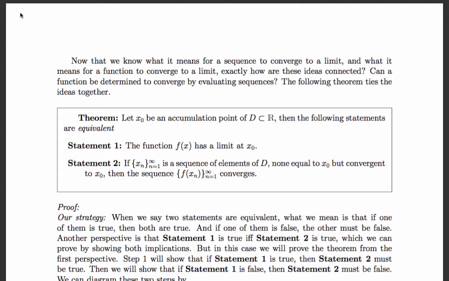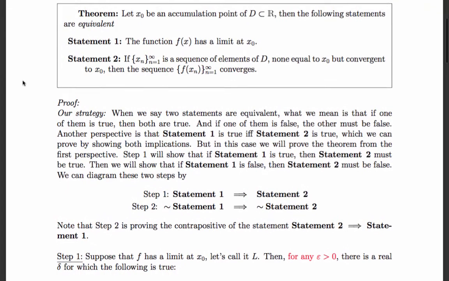Let x naught be an accumulation point of D, which is a subset of R, then the following statements are equivalent. The function f has a limit at x naught, that's statement 1. And statement 2 is, if xn is a sequence of elements of D, none equal to x naught, but convergent to x naught, then the sequence f of xn converges. Well, let's prove the statement.